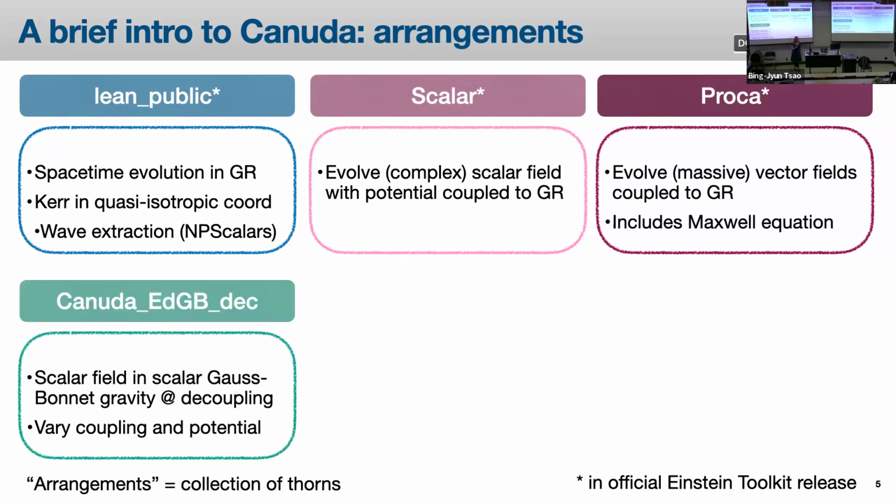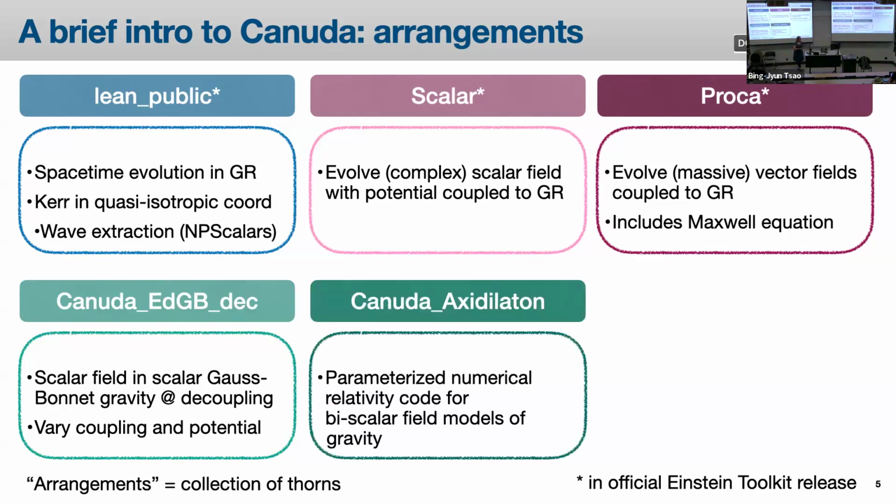We also have a couple of arrangements that are in Canuda, but not in the Einstein Toolkit. And one is this Canuda EDGB. What is this? This is one of these quadratic gravity models that allows to evolve scalar fields in scalar Gauss-Bonnet gravity. And the latest addition is Axi-Dilaton.